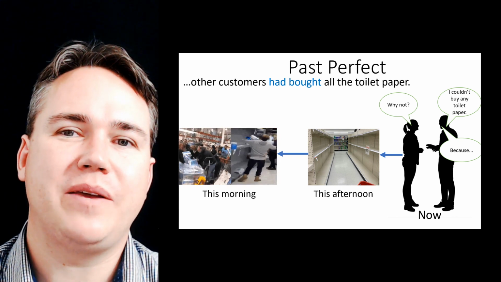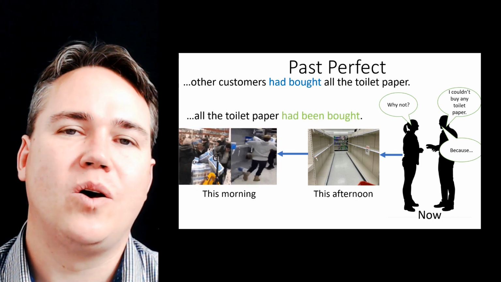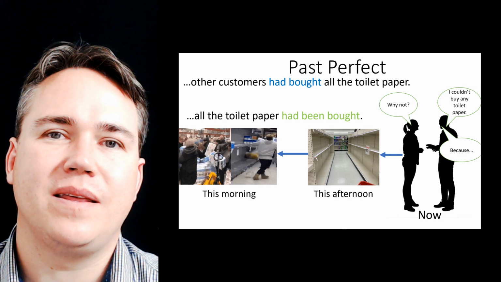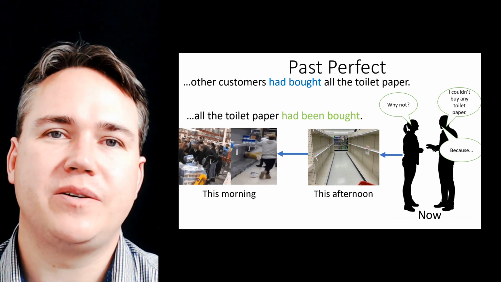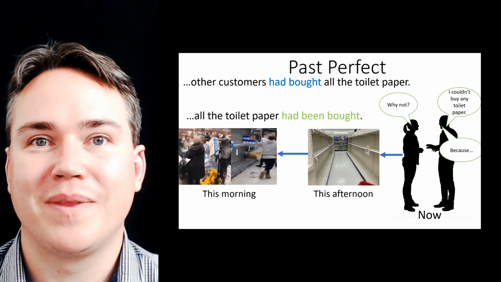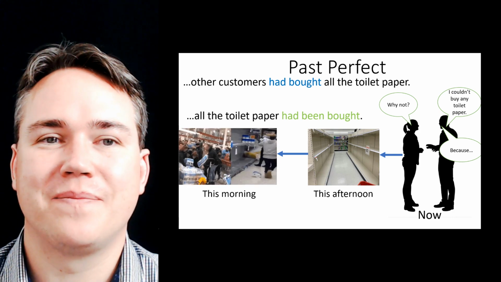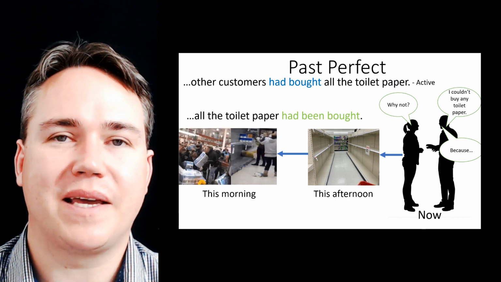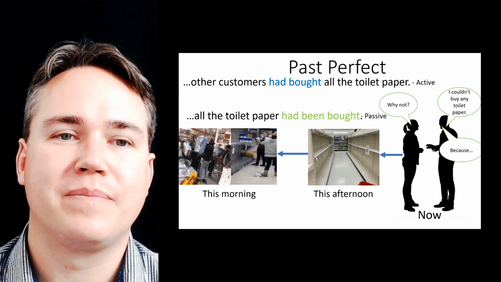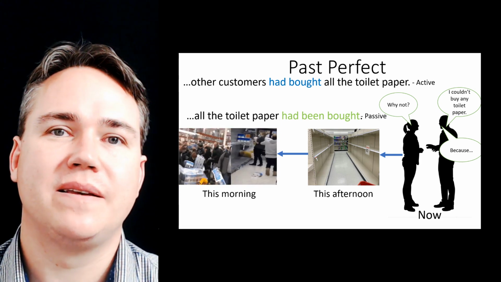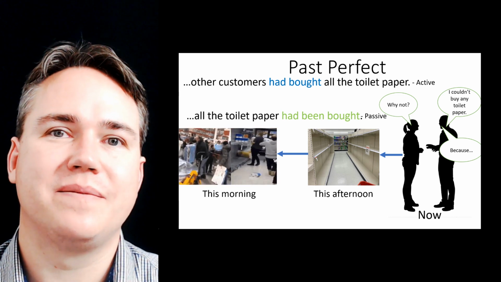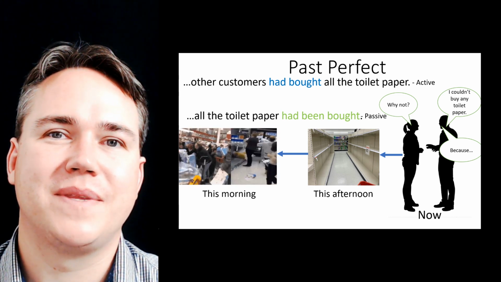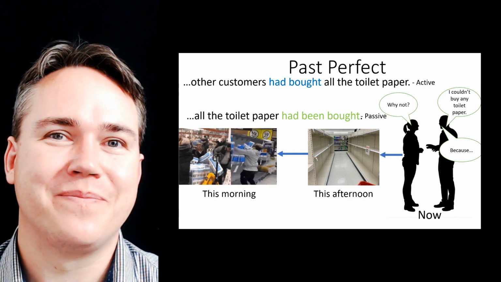Now another way you could say this is to say that all the toilet paper had been bought. And that's probably more common in this situation because you're focusing on the toilet paper and why you couldn't buy it. So we have the active sentence, the other customers did the action, and the passive sentence focusing on the object that you wanted to buy. Still with me? I hope so.